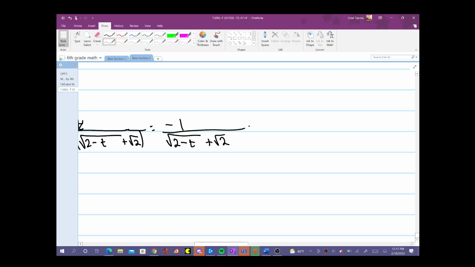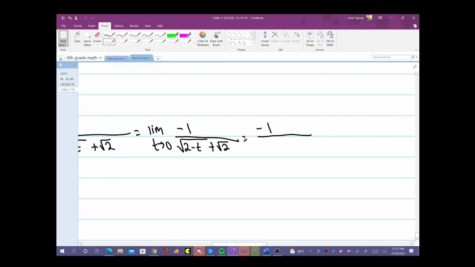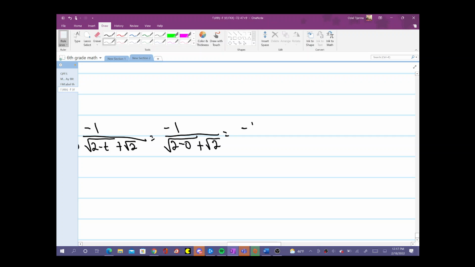Right? So now this is going to be the limit as t approaches 0 of negative 1 over the square root of 2 minus t plus the square root of 2, which equals negative 1 over the square root of 2 minus 0, plus the square root of 2, right? Which gives us negative 1 over the square root of 2 plus the square root of 2, which gives us negative 1 over 2 square root 2, right?